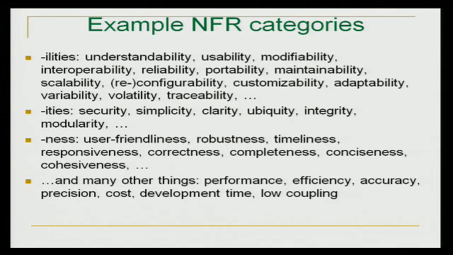For example, if you want something to be maintainable, you also can't get good performance, because maintainability fundamentally drives an architecture in a certain direction, whereas performance drives an architecture in a different direction. I'll talk about some of these examples for you. So ilities, and then the ities, like security, simplicity, integrity, ubiquity, modularity, things like this. And then other categories, the .NES, like user friendliness, we talked about that already.